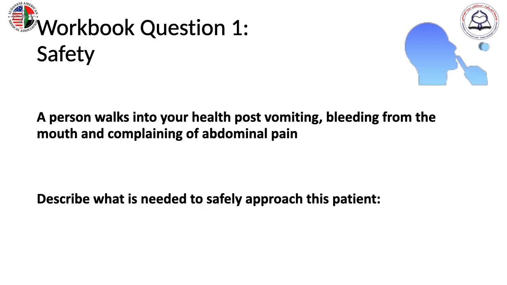Imagine a person coming to your office or to the emergency room vomiting blood and complaining of abdominal pain. Though you want to help him and save him, putting on personal protective equipment is important in such a situation. You need to do hand hygiene, you need to put on gloves, you need a gown, and because there might be a spill, you need goggles for eye protection and a mask to protect your mouth and nose.